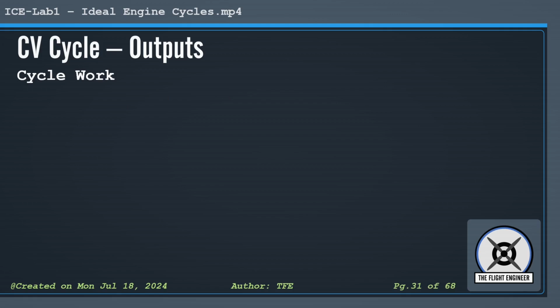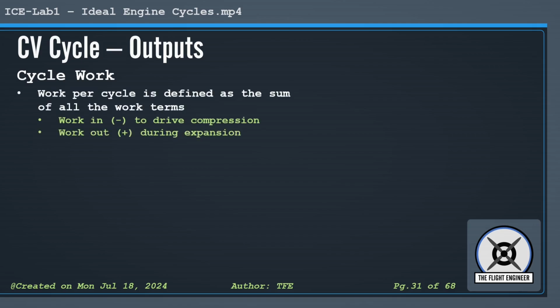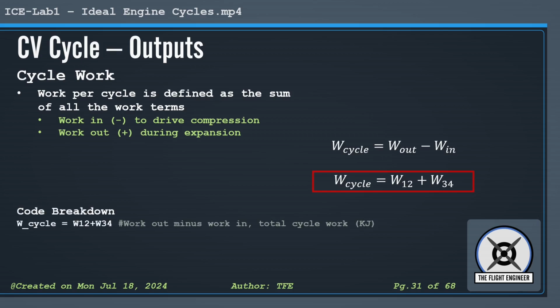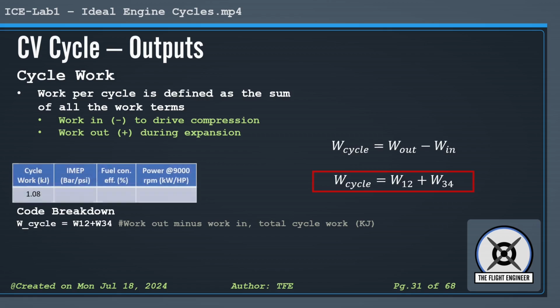Cycle work is the first and probably most important output from an engineering standpoint. It's defined as the sum of the work terms throughout the cycle, and in this case that means work from 1 to 2 during compression, plus the work from 3 to 4 during expansion. Compression work will be negative, and expansion work will be positive, and if everything's going right, that expansion work should be much larger, making the overall work value positive. You can think of this as work being done on the crankshaft during the power stroke minus the work done by the crankshaft to drive compression. We'll throw up a table to track all the performance estimates here.